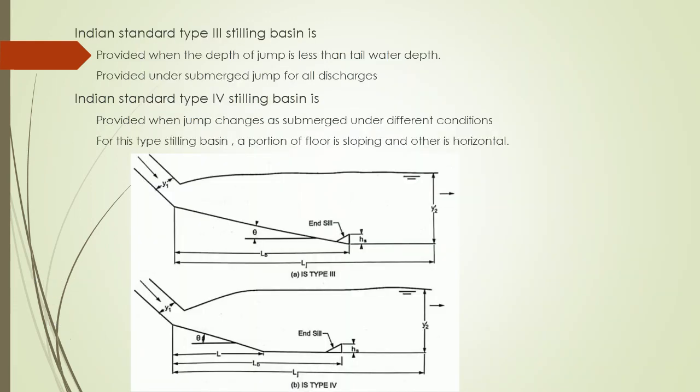Figure shows Indian Standard Type 3 and Type 4 stilling basins. Indian Standard Type 3 stilling basin is provided when the depth of jump is less than tail water depth. It is provided under submerged jump for all discharges. Indian Standard Type 4 stilling basin is provided when jump changes as submerged under different conditions. For this type of stilling basin, a portion of floor is sloping and other is horizontal.